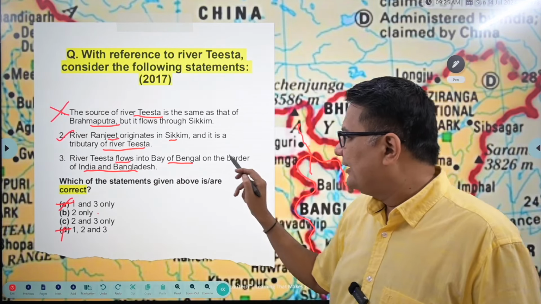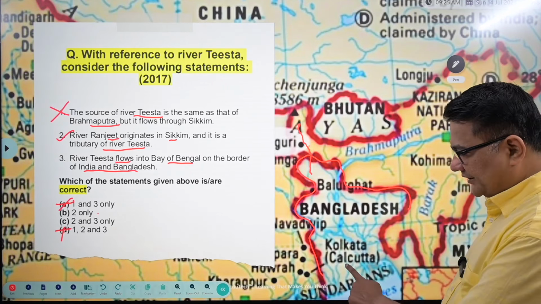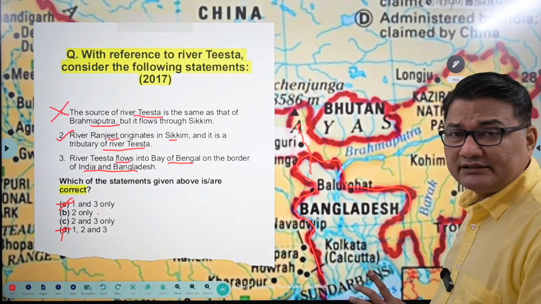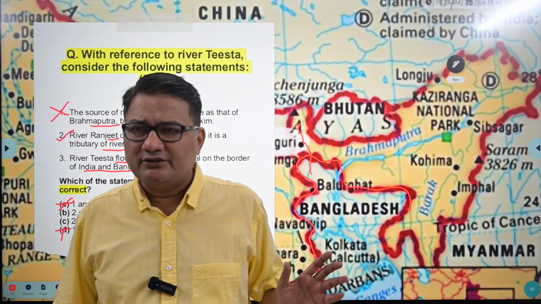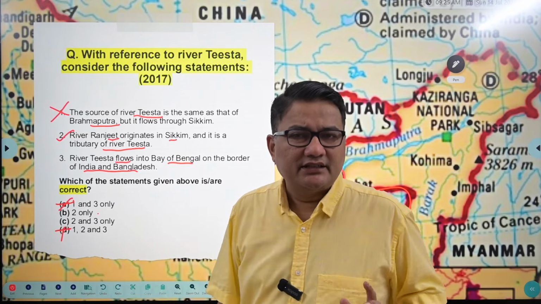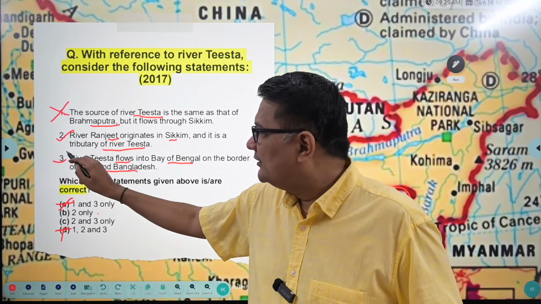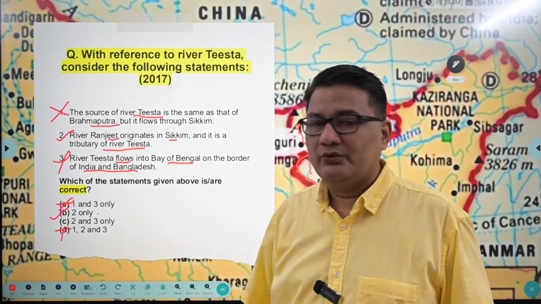River Tista flows into the Bay of Bengal on the border of India and Bangladesh. क्या India and Bangladesh के border पे flow करता है? Answer is no. River Tista आगे बांग्लादेश में जाता है, वहाँ वो दूसरी नदी को मिलता है, ब्रह्मपुत्रा को. So तीसरा statement तो wrong है. So answer is 2 only.